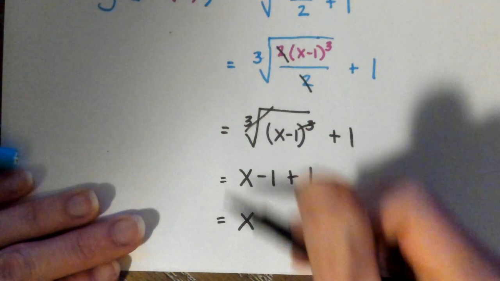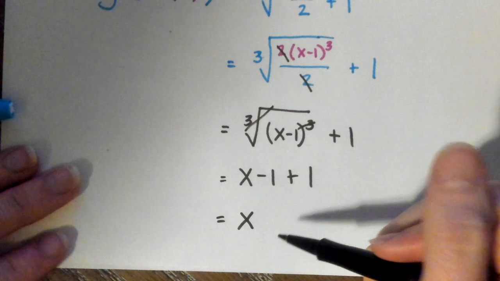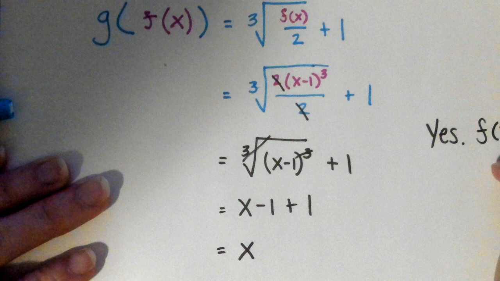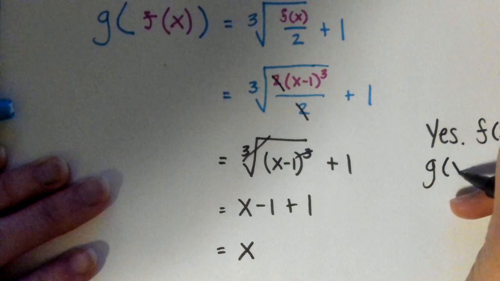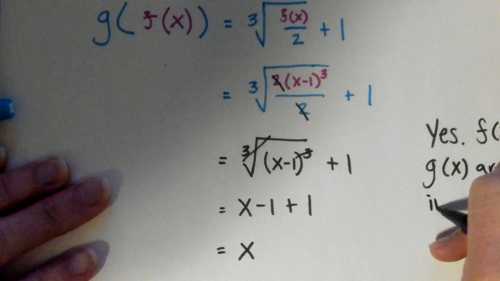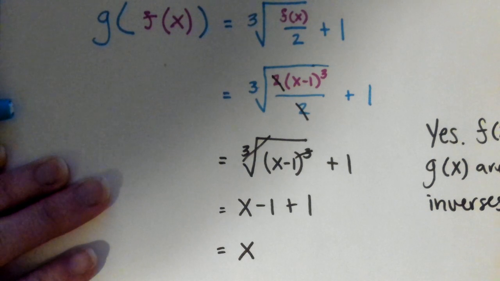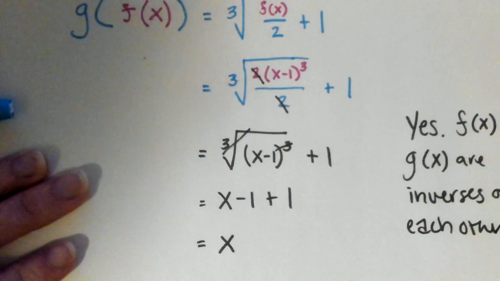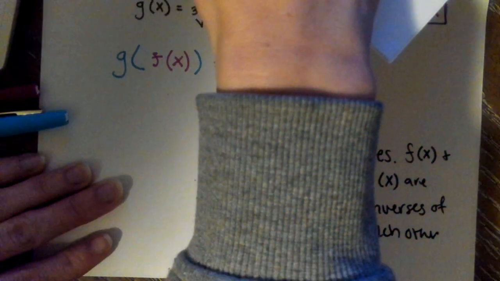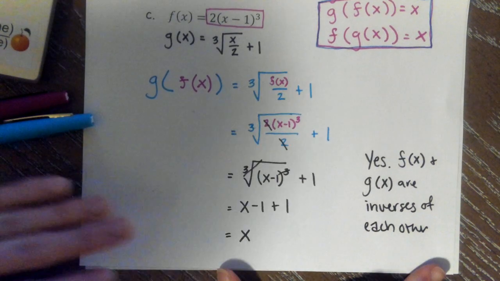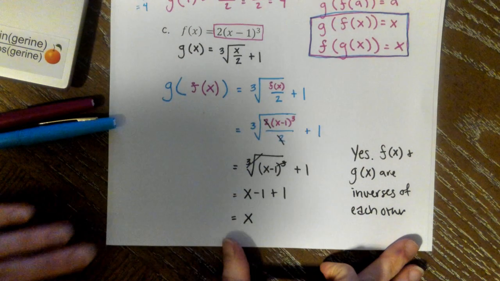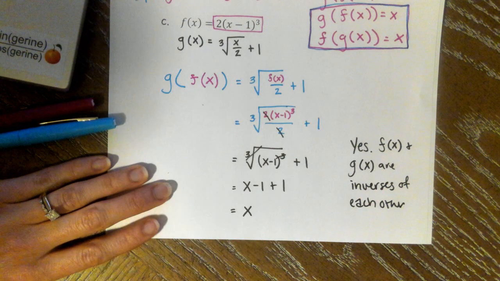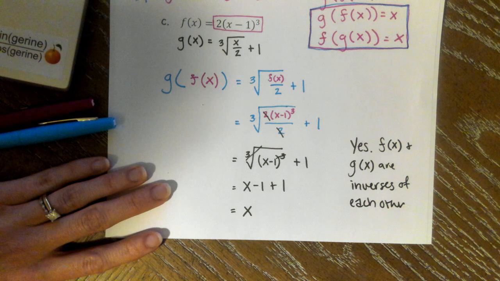So my final answer, if I get an x, I say yes, f of x and g of x are inverses of each other. Whoops, you can't see that. There we go. So now that would be I verified that g and f are inverses. Okay?